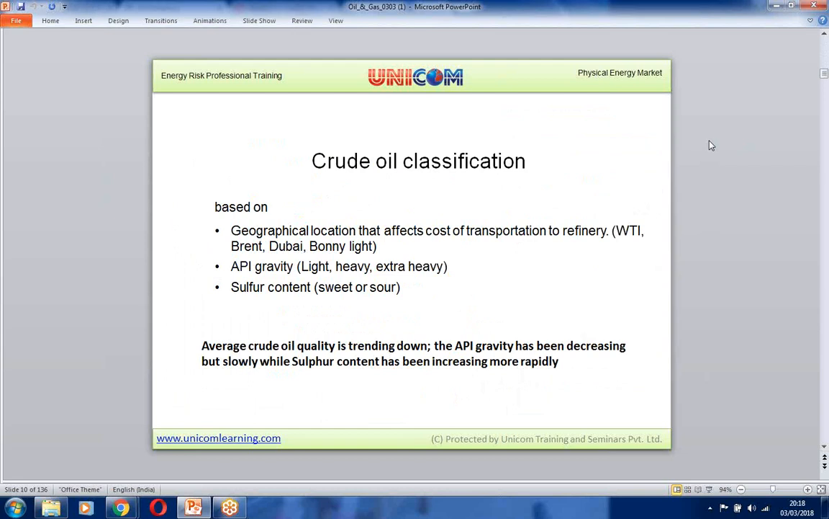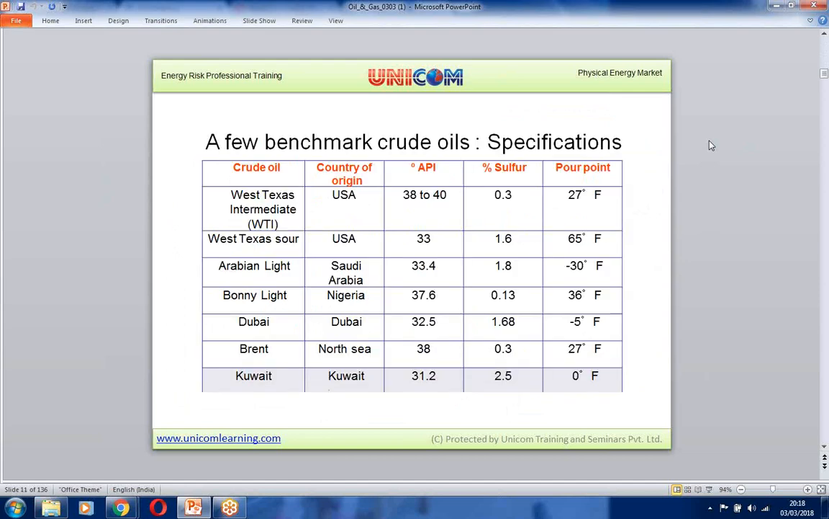Here we can see a few benchmark crude oils: West Texas Intermediate, West Texas Sour, Arabian Light, Bonny Light, Dubai, Brent, and Kuwait. Their API figures, sulfur content, and pour point are given here. You can see that West Texas Intermediate and Brent are very high quality crude oils because they are high on API gravity and low on sulfur content compared to other crude oils, maybe Dubai or West Texas Sour, Kuwait.